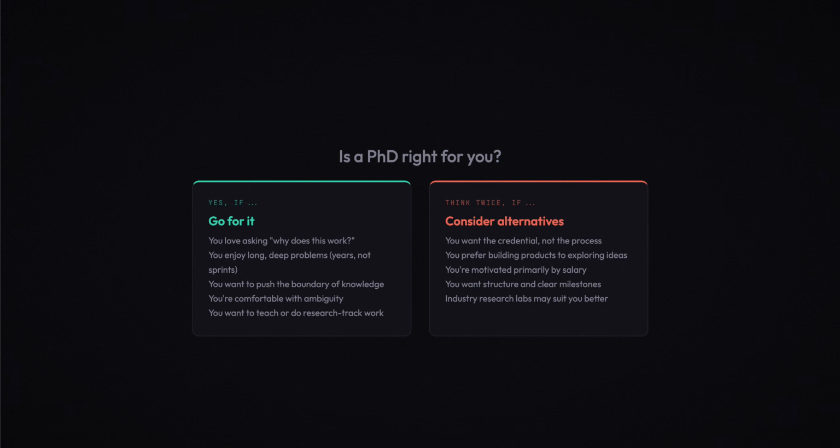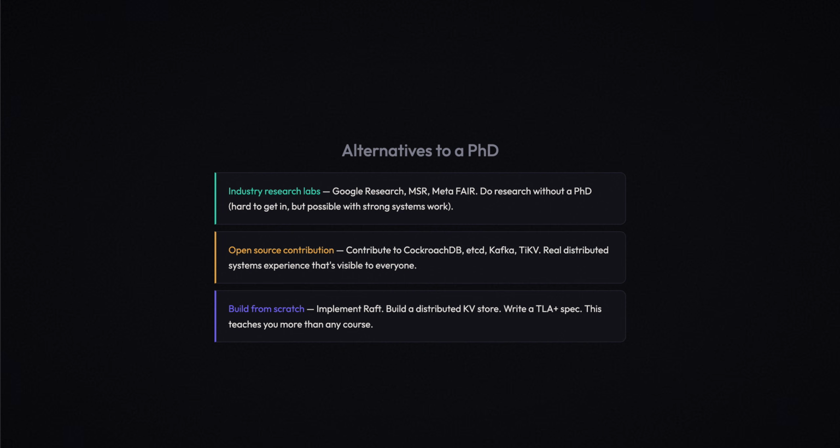If a PhD isn't right, the alternatives are real and respected. Industry research labs, Google Research, Microsoft Research, Meta AI Research do real research without requiring a PhD. Hard to get into without one, but possible if your systems work is exceptional. Open source contribution. Become a meaningful contributor to CockroachDB, etcd, Kafka, TiKV, RocksDB. Real distributed systems experience visible to everyone with mentors built into the community.